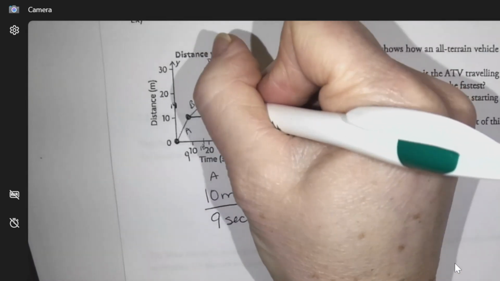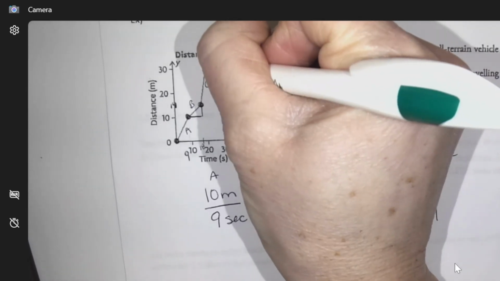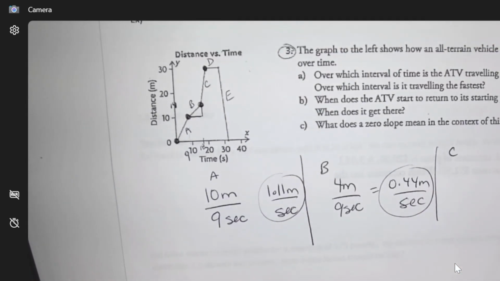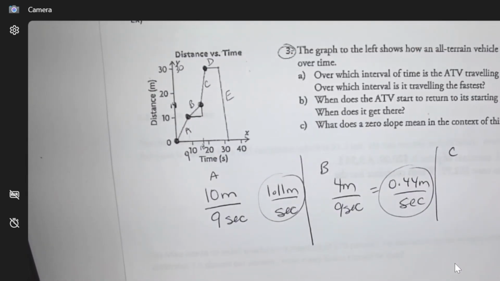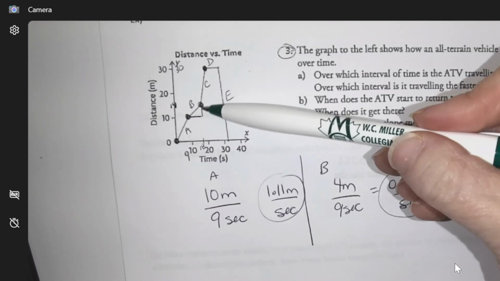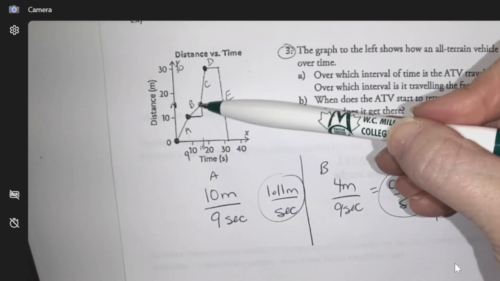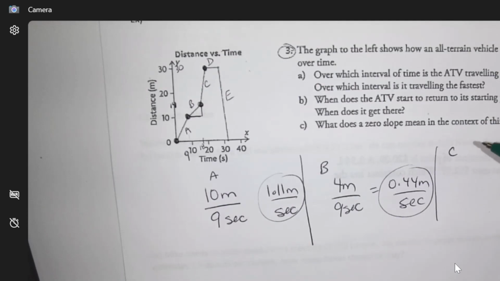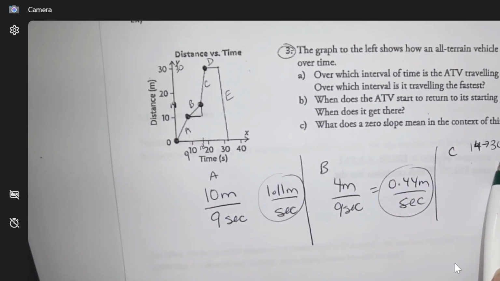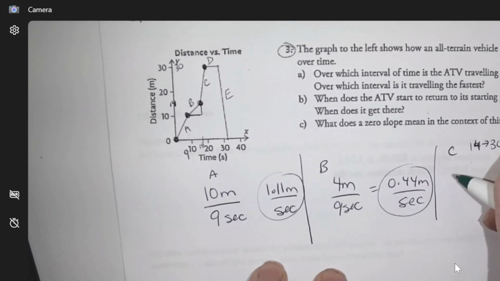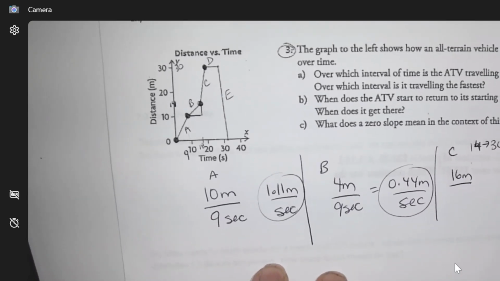Okay, so let's do the next section, C. Are we going to agree that we are at 30? Should we just say we're at 30 there? So how many meters have I moved? Remember, we actually started at 14 and now we're at 30. So how much have we moved? Did you write 16 meters?